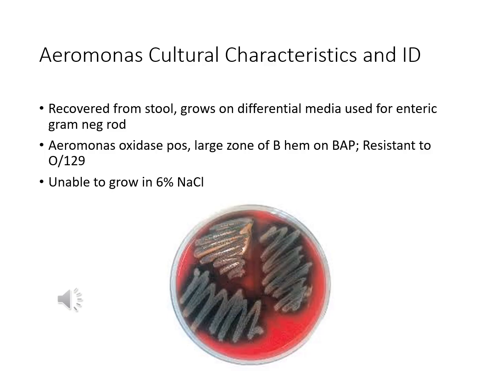Aeromonas can be recovered from stool. It grows well in the differential media used for most enteric gram-negative rods. Aeromonas is oxidase positive. It does result in a large zone of beta hemolysis on blood agar. It is resistant to O/129, so that will help you separate Aeromonas from Vibrios. That O/129 is a compound that's used to assess susceptibility. So if it's resistant, it could suggest that the bacteria has a mechanism to allow it to evade the inhibitory effects of that compound. Aeromonas is also unable to grow in 6% salt, so that would be another differentiation from Vibrios.